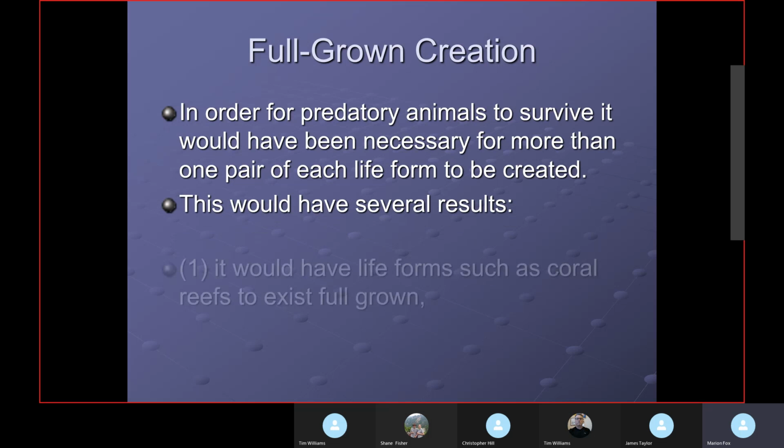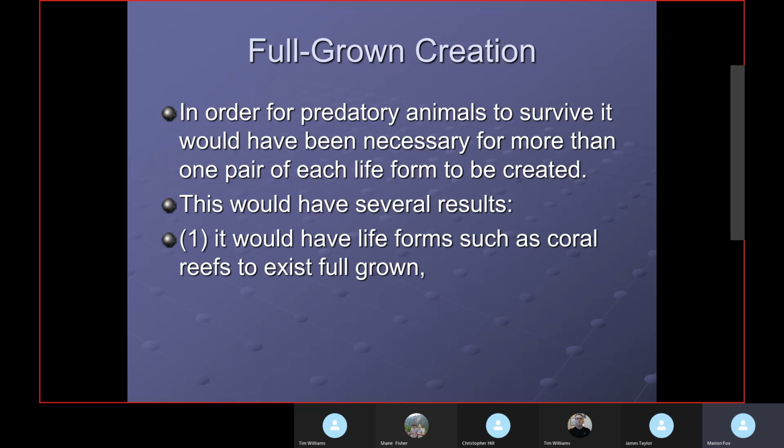This would have several results. For example, it would have life forms such as coral reefs to exist full grown. Now, I've read where atheists have said, well, look, coral reefs, they project backwards, and they say, well, corals, when they multiply, you take the one coral and it begins to multiply. When they multiply, then it takes so many years to grow a coral reef. Well, they're starting from zero, from just one coral or a pair of corals. Coral is an animal, and a pair of them, so we got two of them, and then they multiply and make this reef. So then they project backwards.